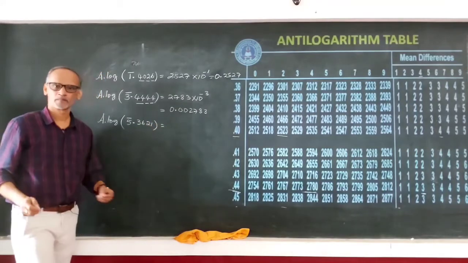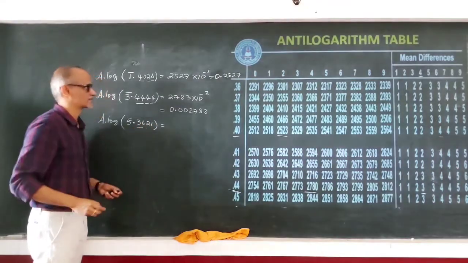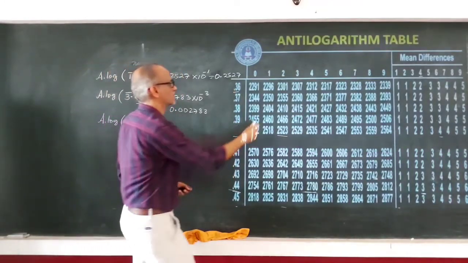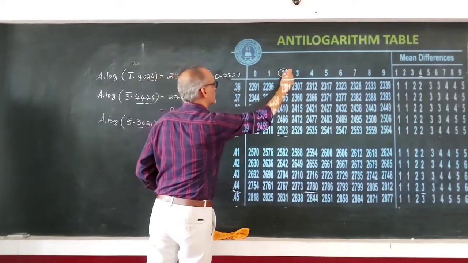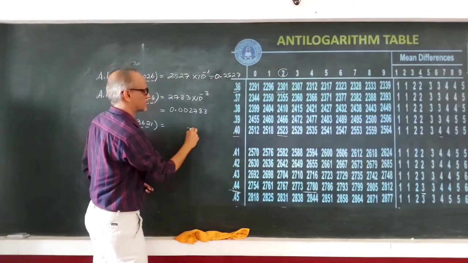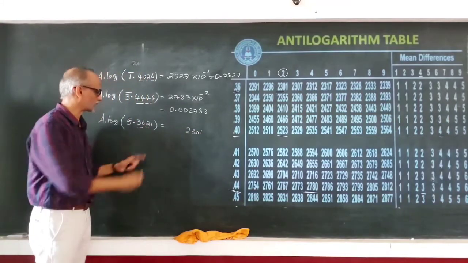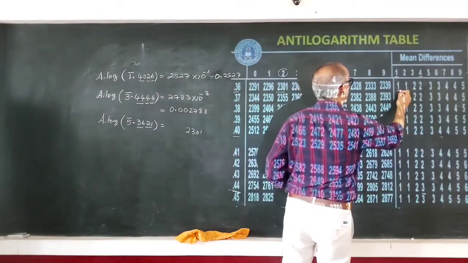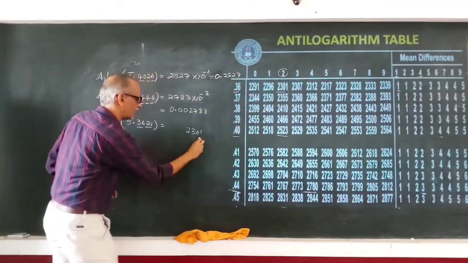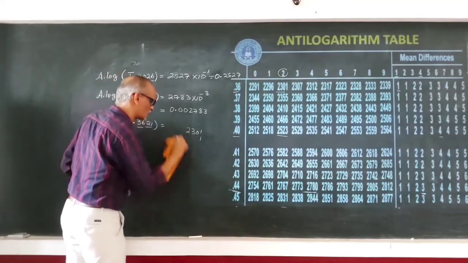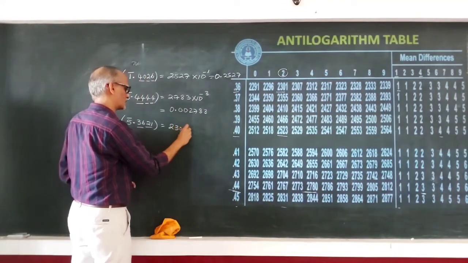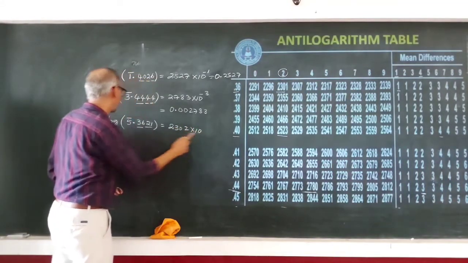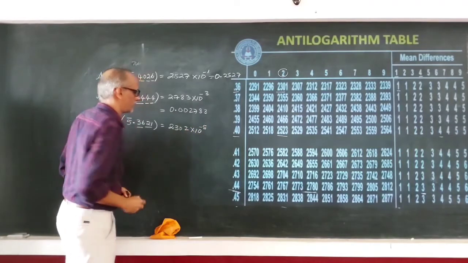One more example, the antilog of bar 5, 0.3621. Consider 2 digits first, 0.36, which is here. Then 2, which is here, gives 0.23, that's 2301. The next digit is 1, for which we find the value from the mean difference here, which is 1, and add that at the end, which gives 2302. So the rule is to write the decimal point after the first digit and then multiply by 10 raised to the power minus 5.